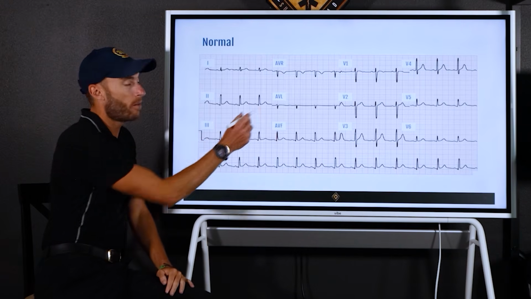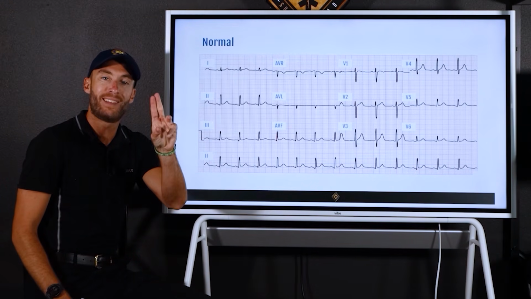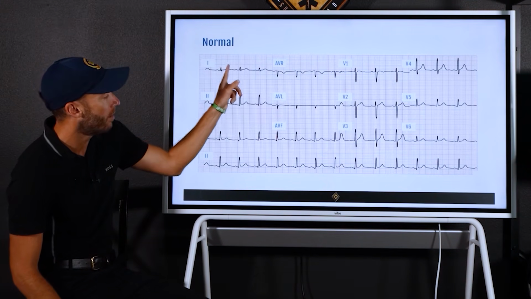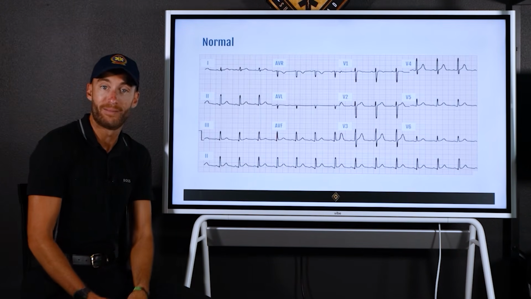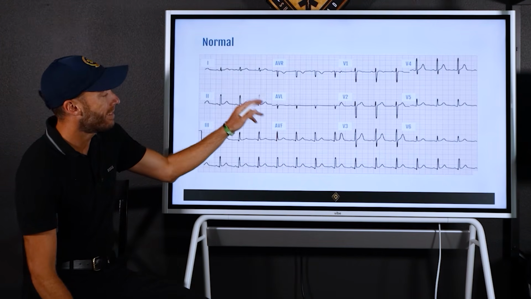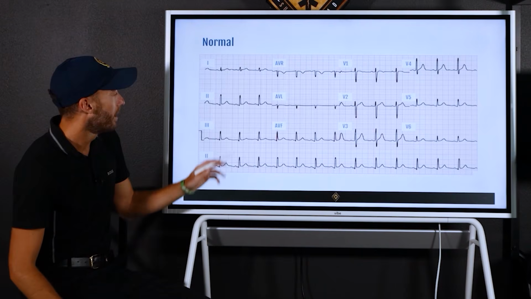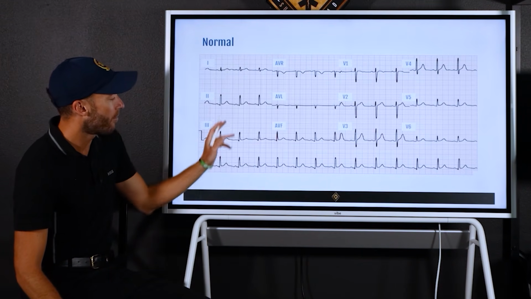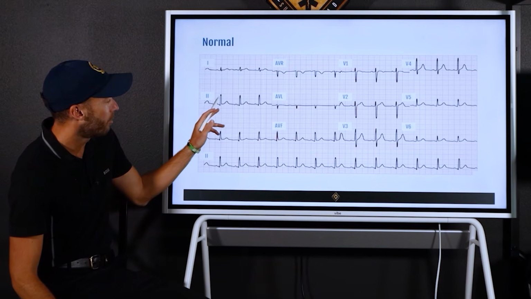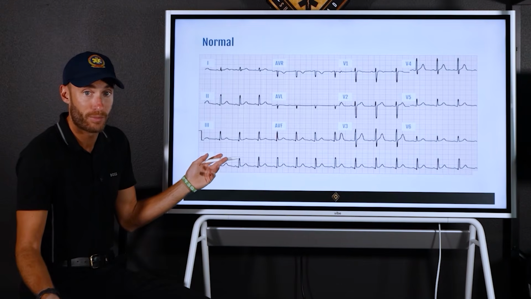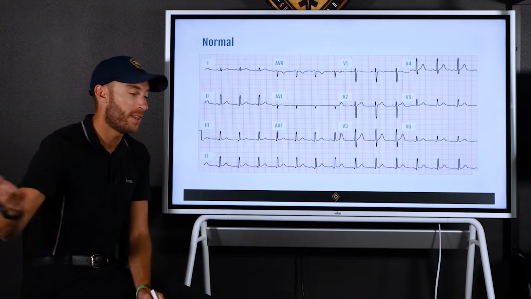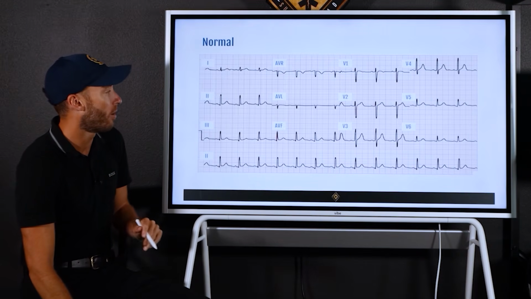Lead 1 and AVL, they are friends. They are contiguous leads. Meaning, if I see ST elevation in 1 and AVL, I may have a heart attack going on, right? ST segment elevation, okay? Lead 1 and AVL look at the lateral wall of the heart. Leads 2, 3, and AVF, they are friends. Remember, we only need 2 or more contiguous leads. If I got 2 up and 3 up, that's enough. I can call it, okay? 2, 3, AVF looks at the inferior part of the heart, the bottom.